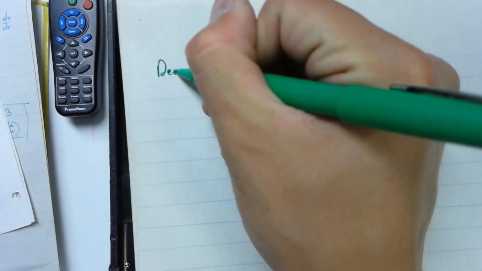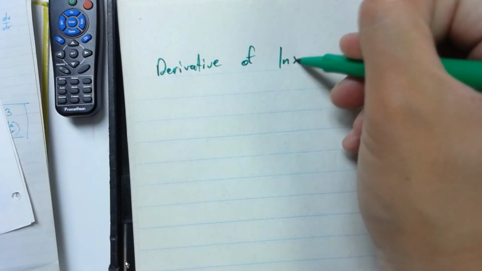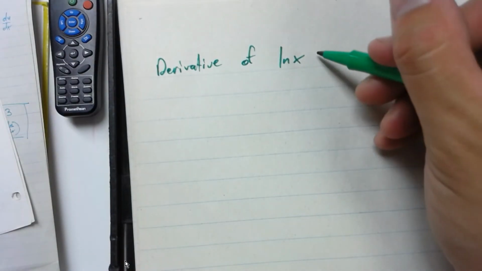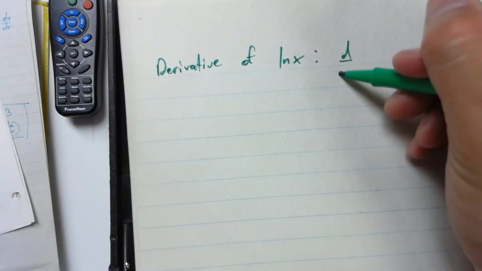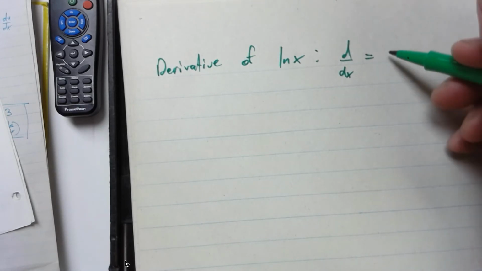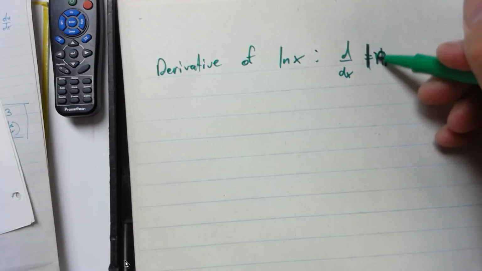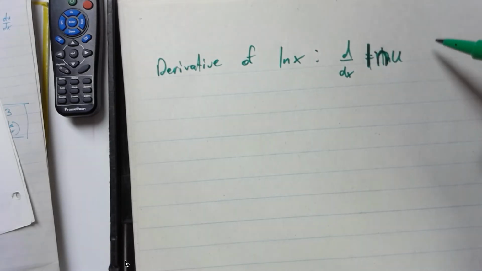Then we have two more examples to go through. We have an example for the derivative of ln x. And again, just to reiterate, the derivative with respect to x of ln of u is equal to 1 divided by u times du over dx. So that doesn't seem too bad.